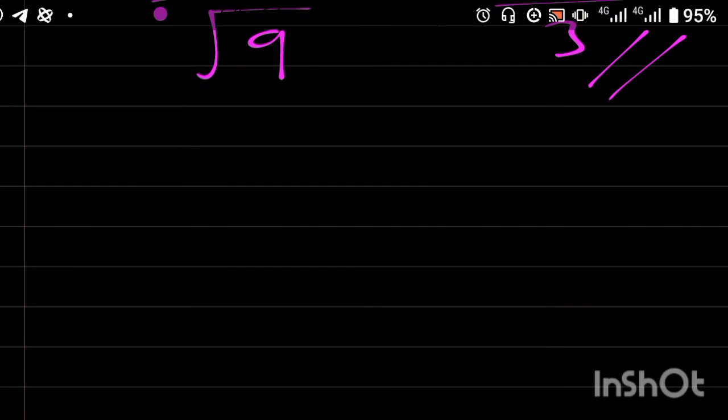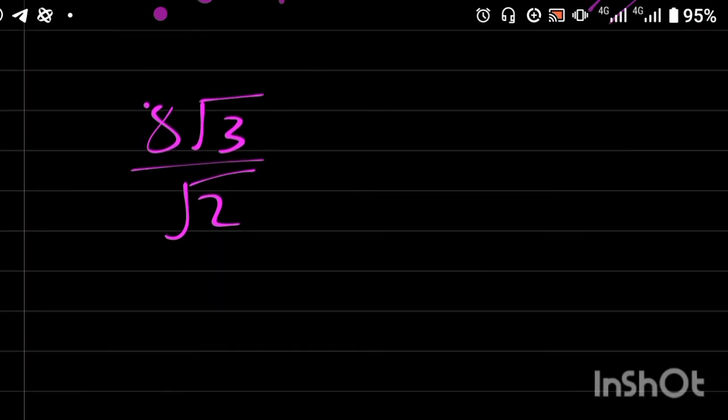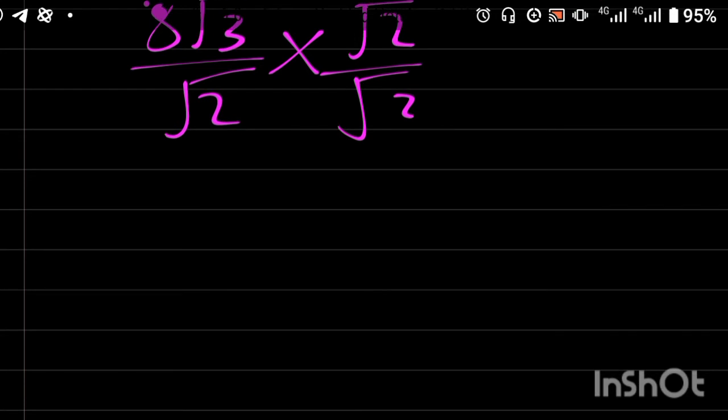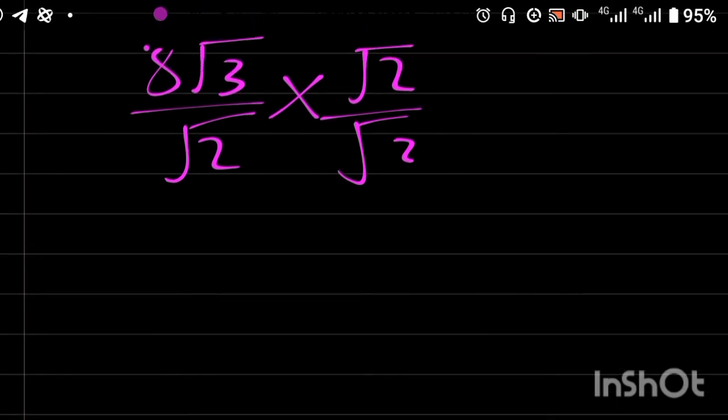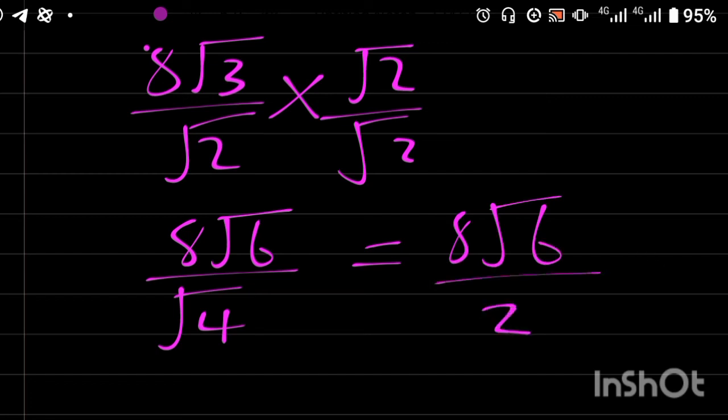Take for instance, I have 8 root 3 divided by root 2. I can rationalize this by saying times root 2 over root 2. Therefore, I'm going to have 8 root 6 over root 4, which is equal to 8 root 6 all over 2, because square root of 4 is 2.